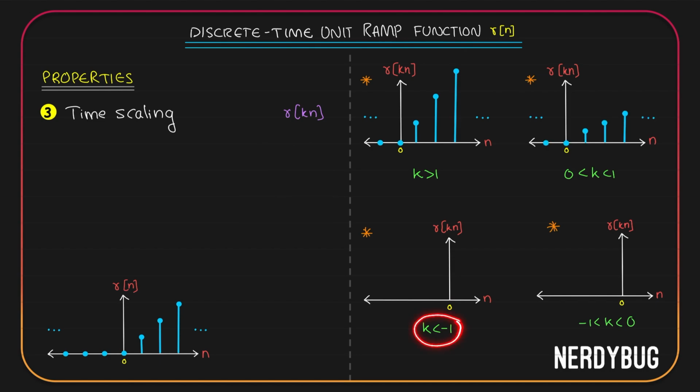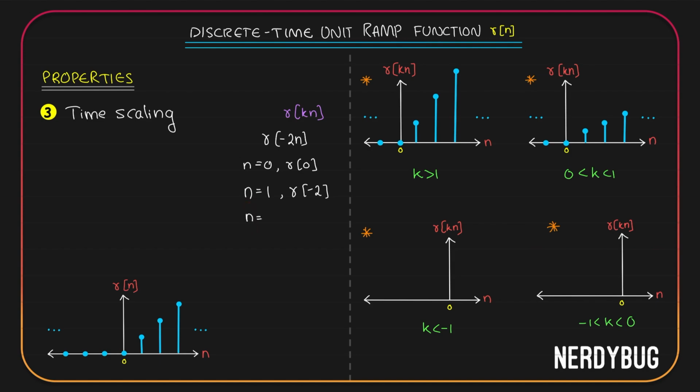The next case is when k is less than minus 1. As an example, I will take R of minus 2n. At n equal to 0, I will get R of 0, which is 0. If I take a positive value for n, like n equal to 1, I get R of minus 2. But we know R of minus 2 is 0. The same will be the case if you take n as any positive value, you will only get 0.